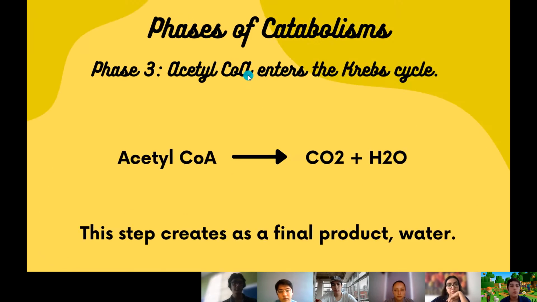CoA. Now we have the third phase of catabolism, stage 3: acetyl CoA enters the Krebs cycle, where in addition to CO2, reducing equivalents are generated that are used in the electron transport chain, and as a final product, you obtain water. So from the acetyl CoA, you obtain carbon dioxide plus water. So this is the process of catabolism.